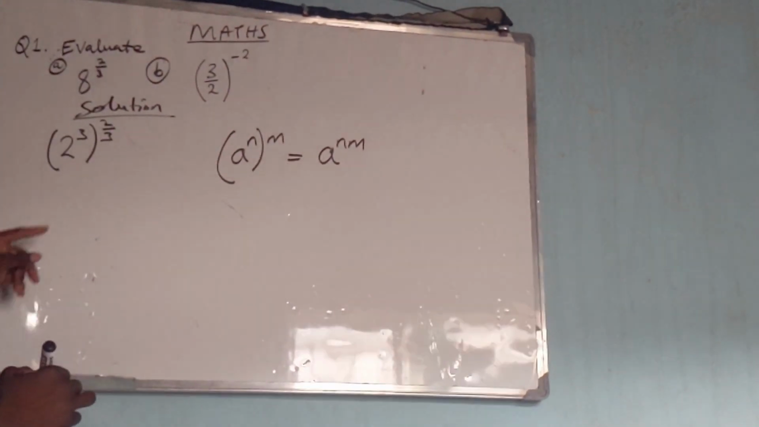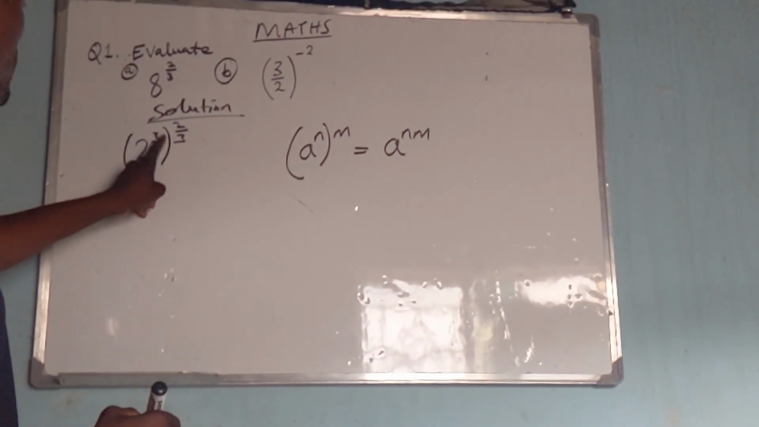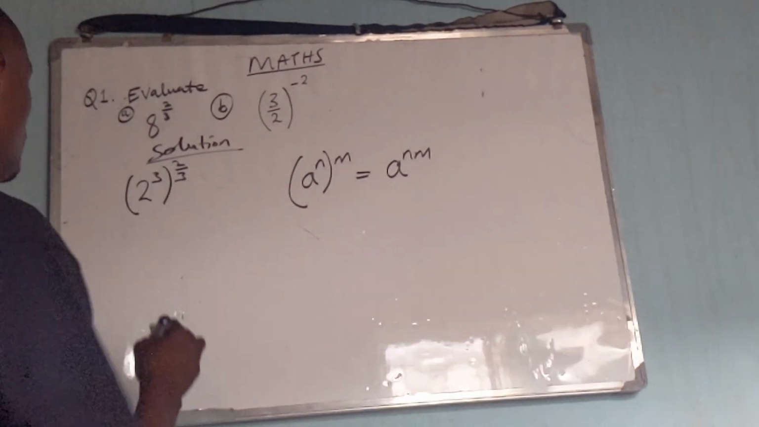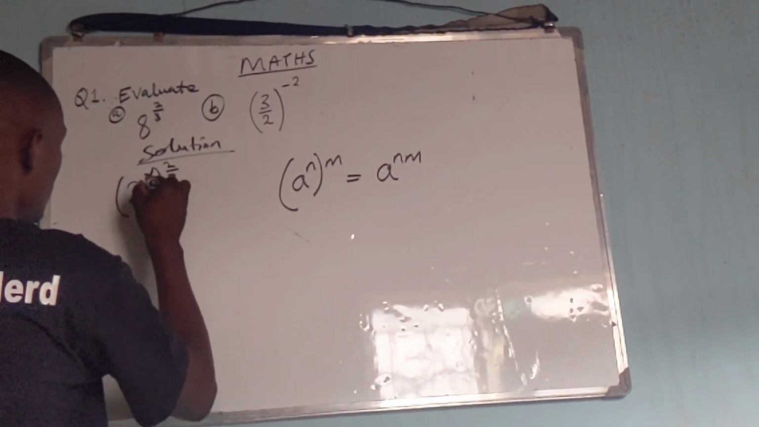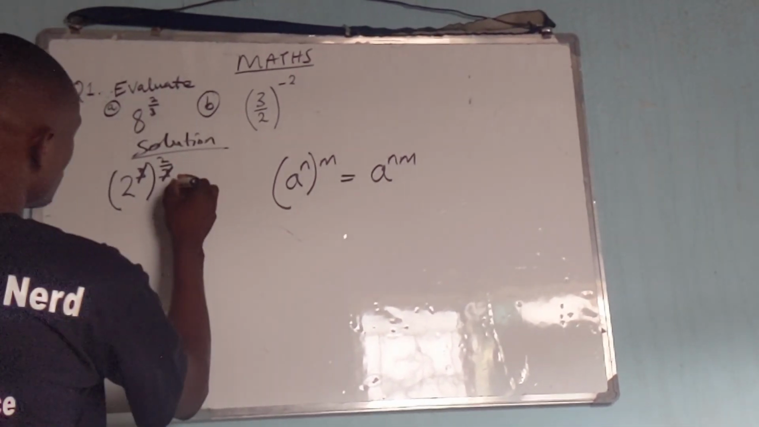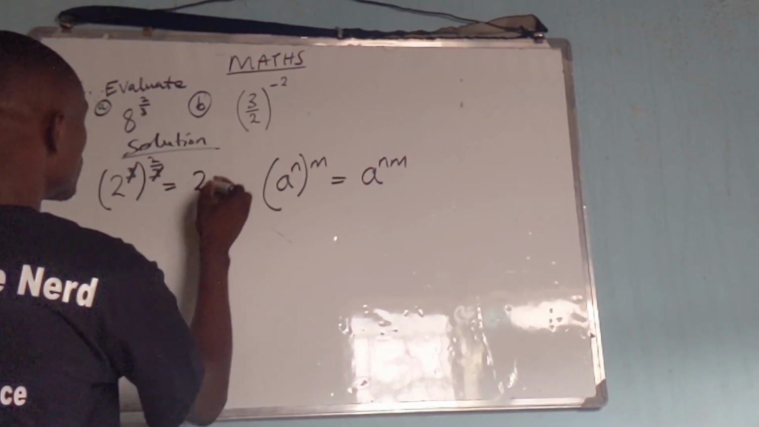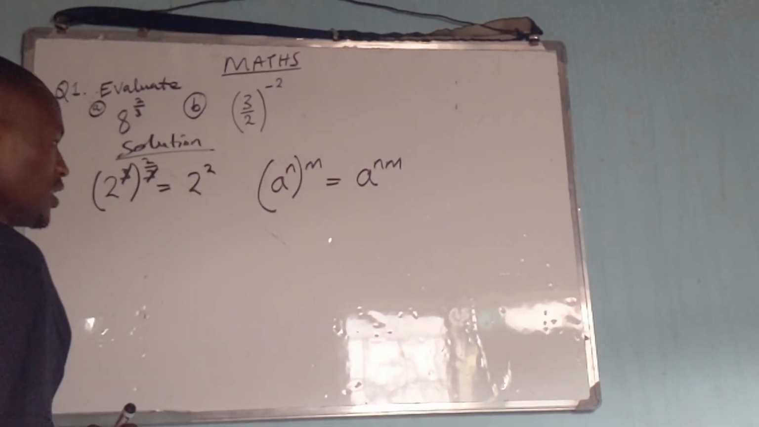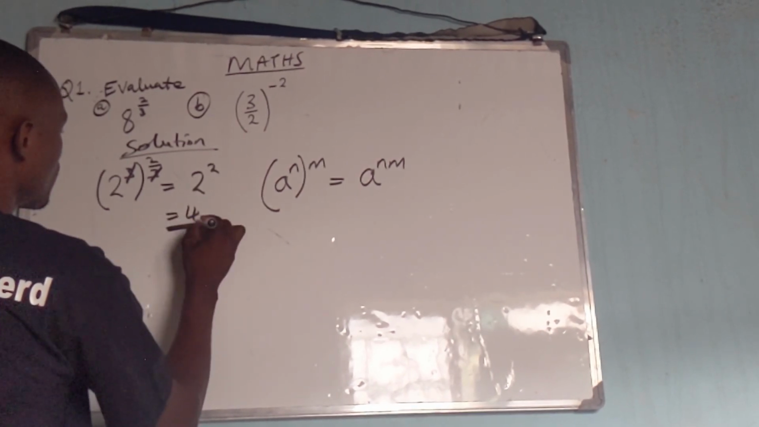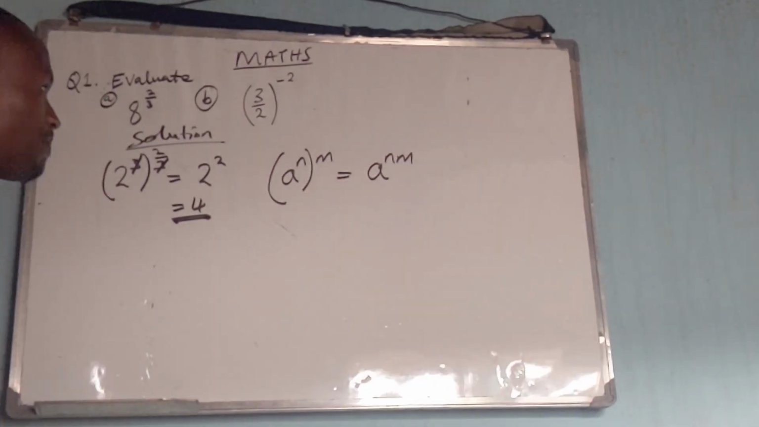Therefore, we are going to multiply this 3 by 2 over 3. To make it easy, we just cancel out this 3 and this 3. Therefore, we are going to remain with 2 to the power 2, and 2 to the power 2 is equal to 4. So, this is the solution for the first question.